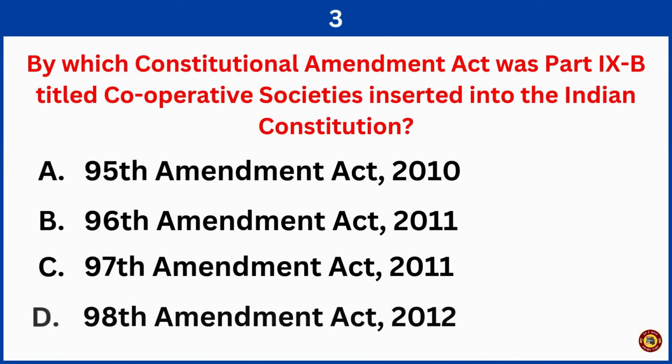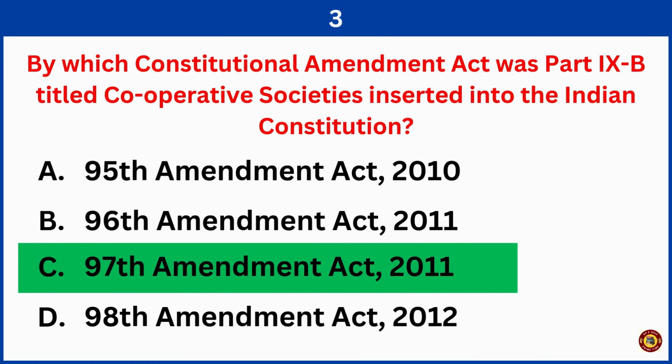By which Constitutional Amendment Act was Part 9B titled Cooperative Societies inserted into the Indian Constitution? Right answer is option C, 97th Amendment Act 2011.